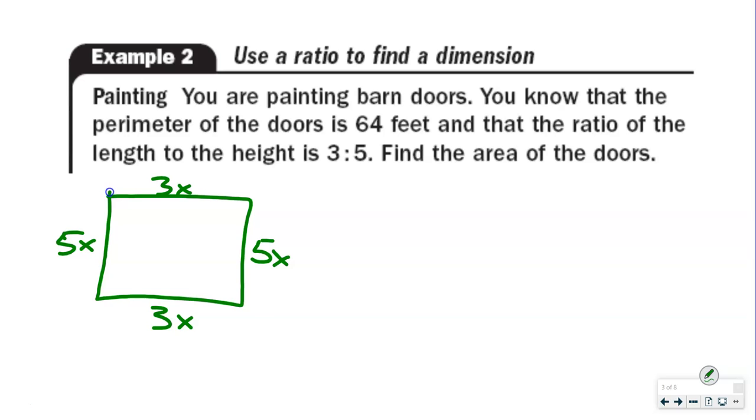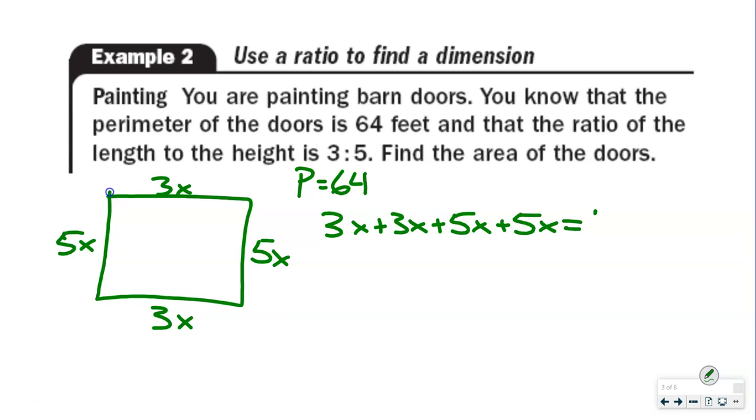We know the perimeter of our door is 64. So our perimeter equals 64. So I know 3x plus 3x plus 5x plus 5x equals 64. And then I can solve for x, and then I can plug that back in to find out what my actual lengths are.